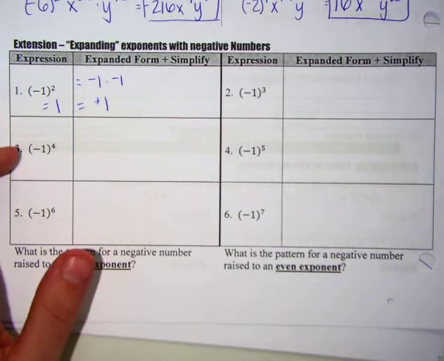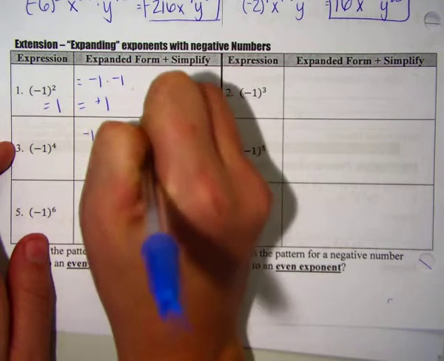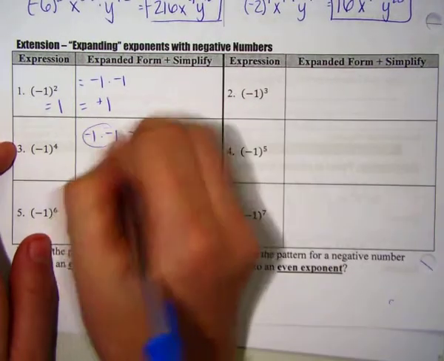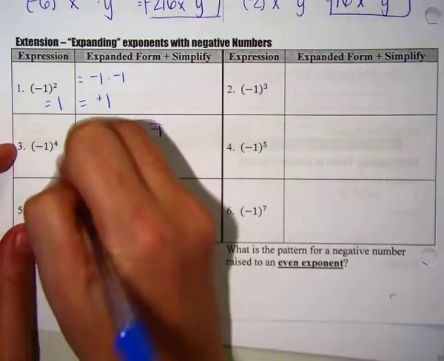How about negative 1 to the 4th? That'll be 4 negative 1s. Negative times a negative is a positive. Negative times a negative is a positive. And 1 times 1 is 1.